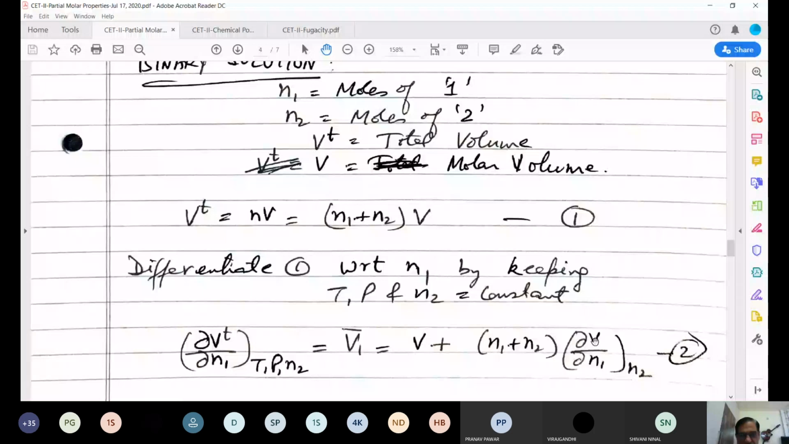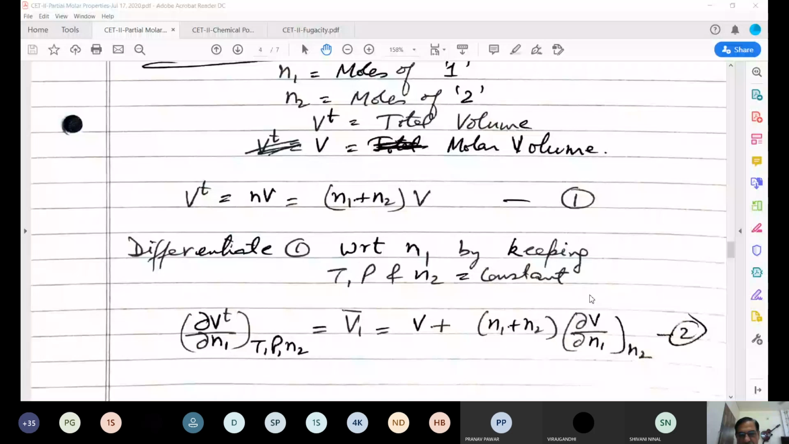Any questions on this first step we have done? By definition, total volume is the number of moles times molar volume. Now we take the derivative of total volume with respect to component 1, keeping component 2, temperature and pressure constant. This derivative is a product, right? N1 plus N2 into V. So first term into derivative of second plus second term into derivative of first.